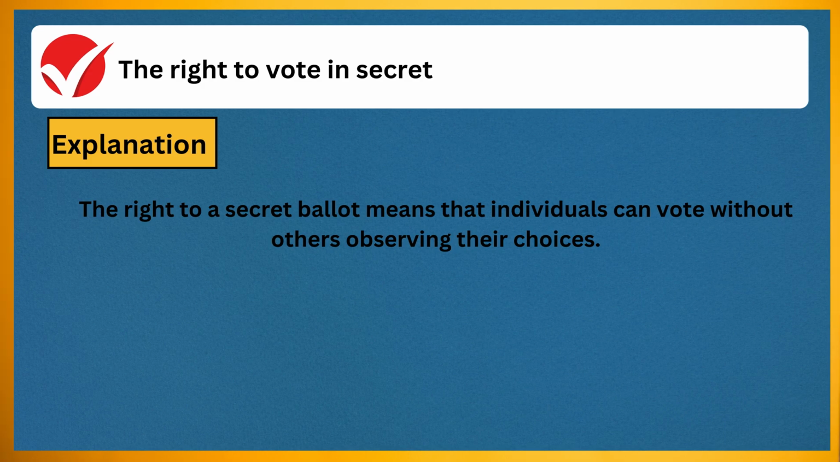The correct answer is the right to vote in secret. Explanation: the right to a secret ballot means that individuals can vote without others observing their choices.